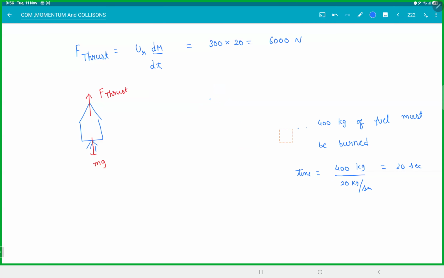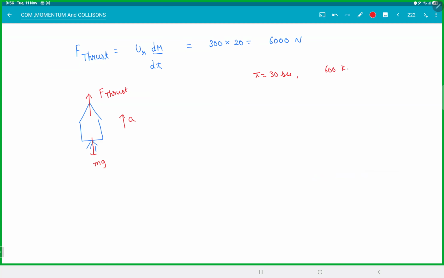So in the second part, acceleration will be up. At t is equal to 30 seconds, 600 kgs of fuel is burned. Therefore, the mass of the rocket is 400 kgs. So the remaining fuel plus rocket is 400. So this is 4,000, and this must be 6,000. And the mass is 400.